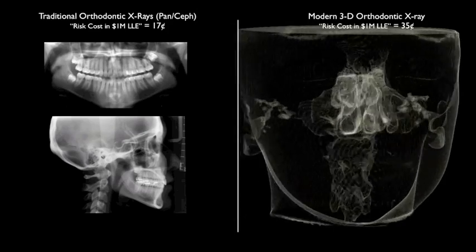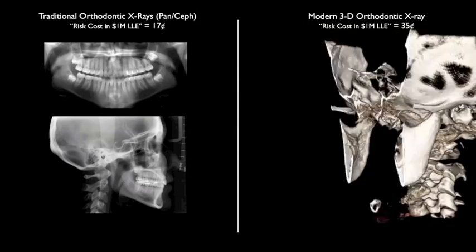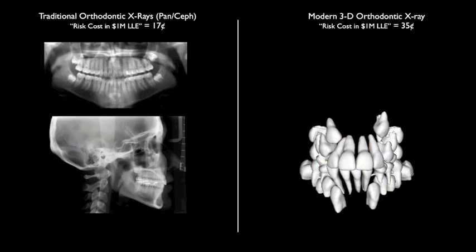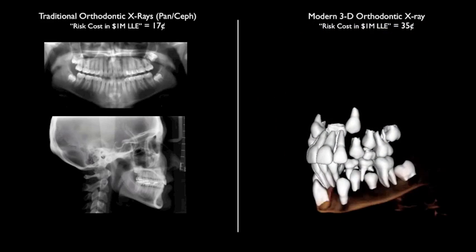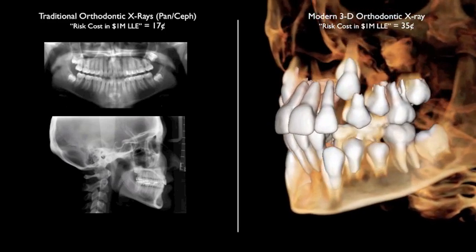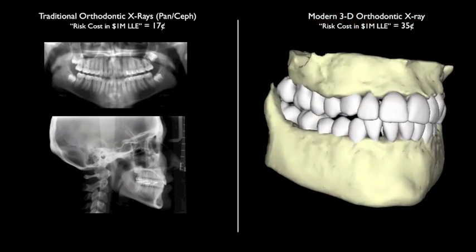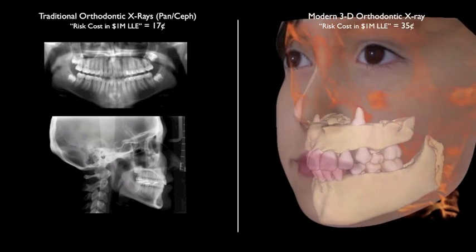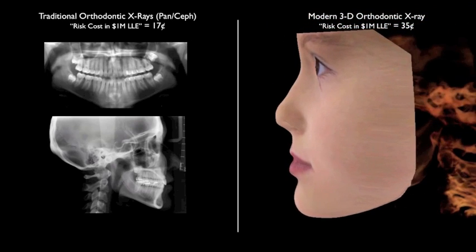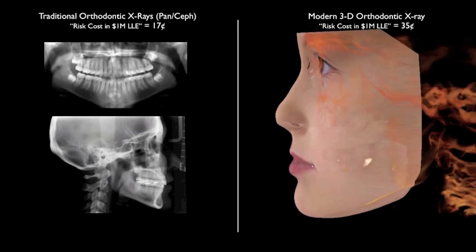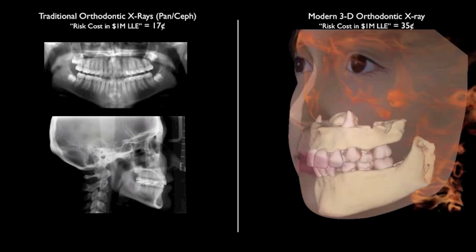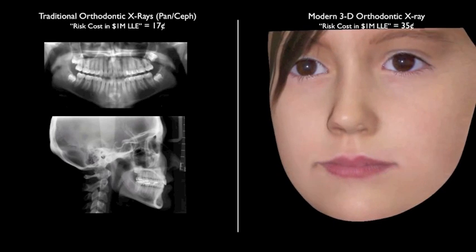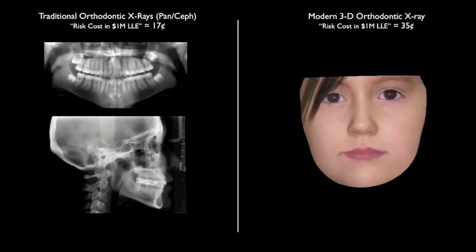Now, keep in mind these are both extremely low in terms of risk, and we're looking at the cost in $1 million of LLE, 17 cents on the left, 35 cents on the right, and the information on the right is 100-fold better in terms of detail and accuracy as far as I'm concerned as an orthodontist, and the cost is a very, very negligible increase. Now, keep in mind those images on the left probably cost about 2 to 3 times more than they do now 20 years ago.